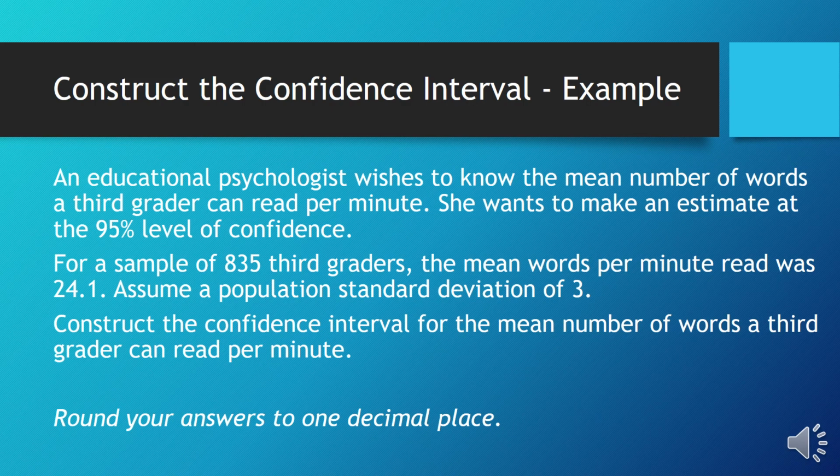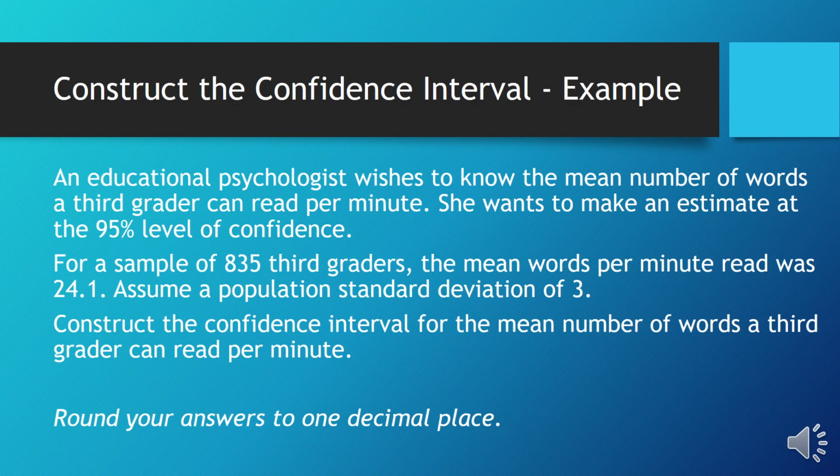Let's look at an example. An educational psychologist wishes to know the mean number of words a third grader can read per minute. She wants to make an estimate at the 95% level of confidence. For a sample of 835 third graders, the mean words per minute read was 24.1. Assume a population standard deviation of 3, and again, this would be 3 words per minute. Construct the confidence interval for the mean number of words a third grader can read per minute. And it says to round your answers to 1 decimal place.